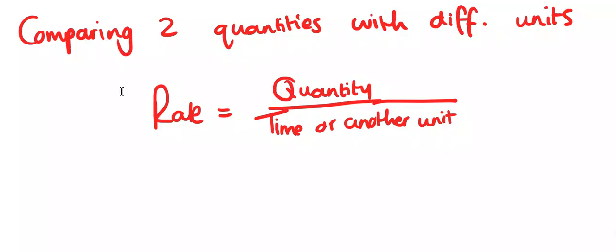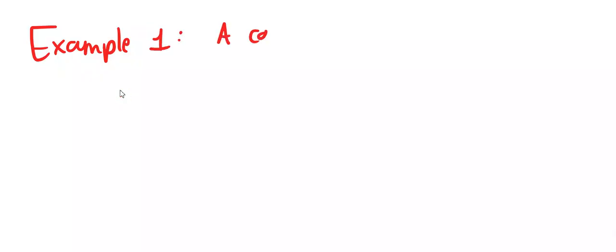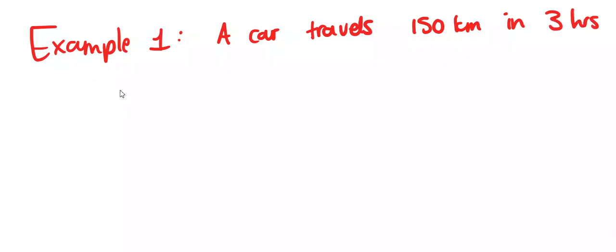So let's look at example 1. Example 1 says that a car travels 150 kilometers in 3 hours. I'm just going to write hours like that. And then they say, calculate the speed.